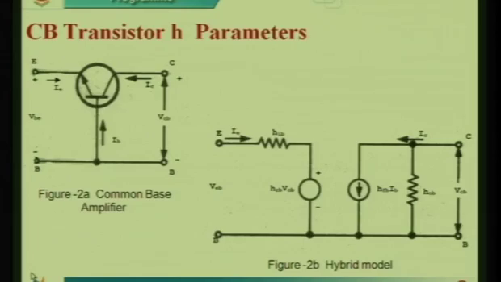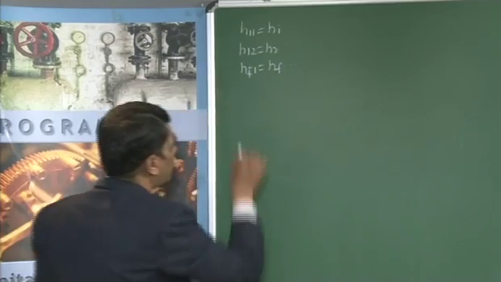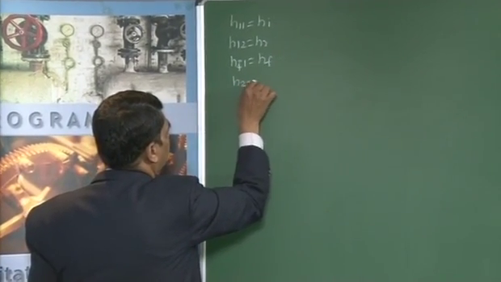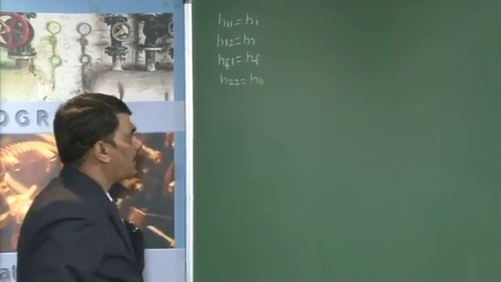Figure 2a shows a common base configuration, and the corresponding hybrid model is shown in figure 2b. In the previous class we discussed that h11 is equal to hi, and h12 is defined as hr, the reverse voltage gain. h21 is defined as hf, the forward current gain, and h22 is defined as ho, the output conductance.